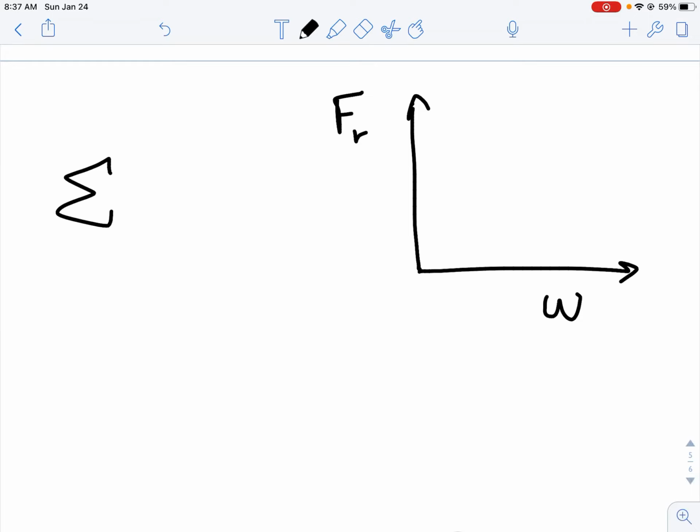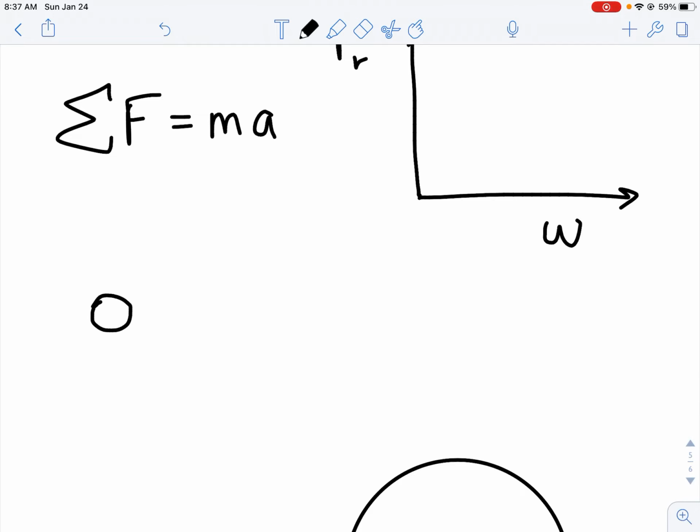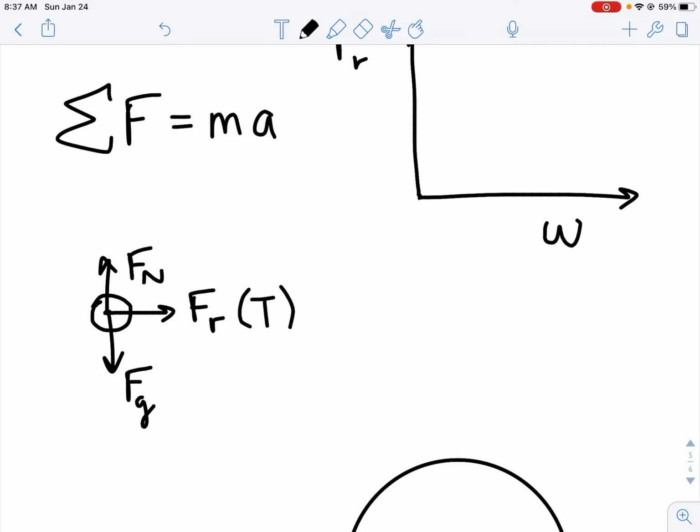So we know from Newton's second law that the sum of the forces is equal to the mass of the object times the acceleration of the object or system. In this case, what we have is our little cylinder with the force of the earth pulling down, force of the table pushing back up, and the radial force, which is the tension force of the string pulling back in. So the normal force and the gravitational force are going to cancel each other out because the object is not accelerating vertically, right? So let's go ahead and eliminate those.